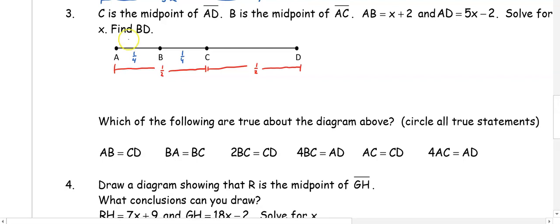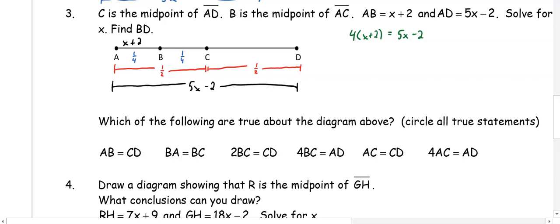AB is x plus 2, and AD is 5x minus 2. Solve for x. Find BD. So if we know that AB is a fourth of the line, that means we need 4 to equal our whole line. So we're going to do 4 times x plus 2 is equal to our whole segment, 5x minus 2. So when we distribute, we get 4x plus 8 is equal to 5x minus 2. We can move the x over to the other side, so 8 equals x minus 2. We can add 2, so x equals 10.